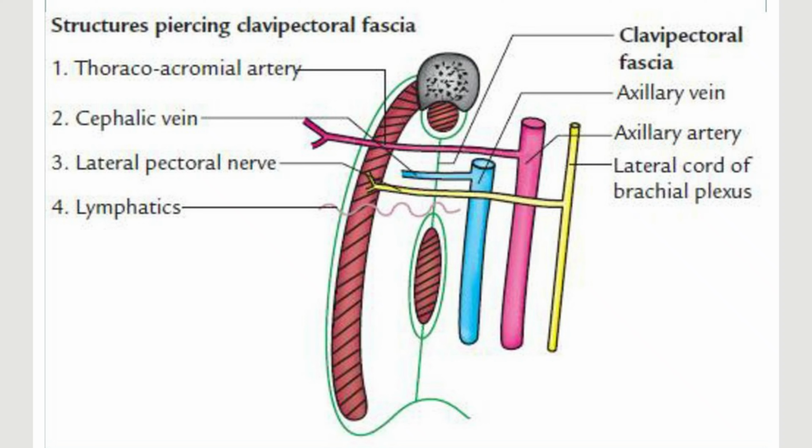The third structure piercing the clavipectoral fascia is the lateral pectoral nerve. It is a nerve that originates from the lateral cord of the brachial plexus, and it pierces the clavipectoral fascia to move out and innervate the pectoralis major muscle and also the pectoralis minor muscle. Now the fourth structure piercing are the lymphatics. These are the lymphatics from the breast. They drain to the apical group of axillary lymph nodes.